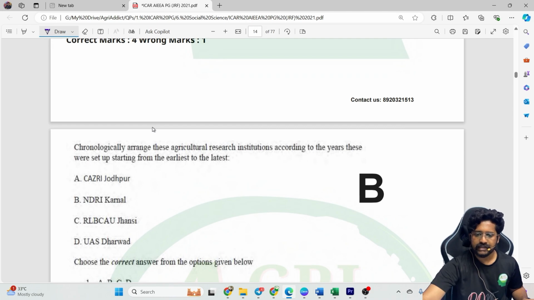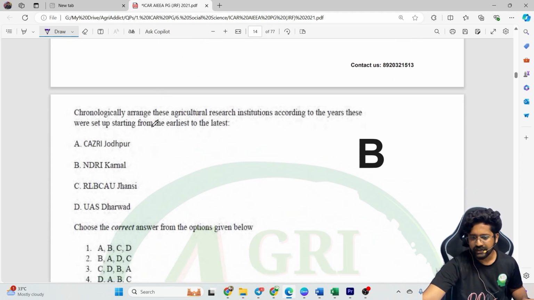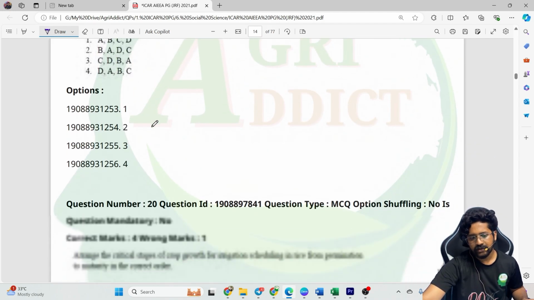Chronologically arrange these agriculture research institutes according to the years they were set up, starting from the earliest to the latest. We have done this in the previous question paper, that is in 2023. The same question has been repeated.